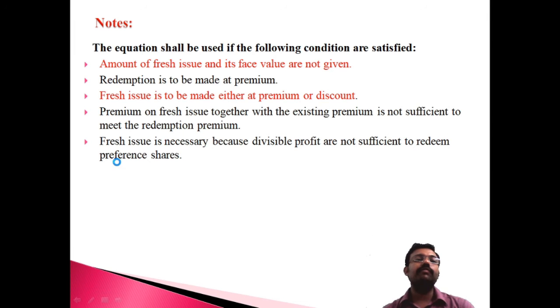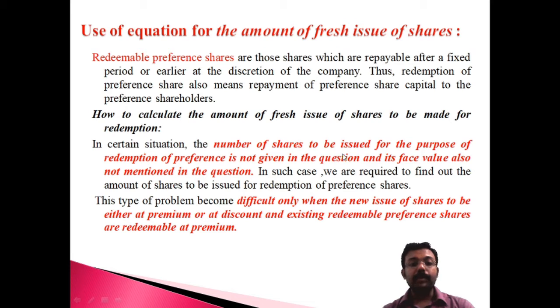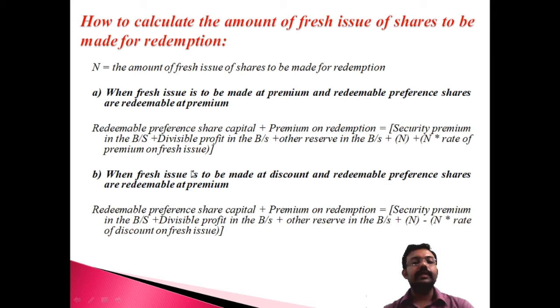ഈ സിറ്റുവേഷനിലൊക്കെ നമുക്ക് ഈ ഫോർമുലാസ് യൂസ് ചെയ്യാനായിട്ട് സാധിക്കും. നിങ്ങളുടെ ഫ്രഷ് ഇഷ്യൂവിൻ്റെ എമൗണ്ട് പറയുന്നില്ല, ദെൻ ഫേസ് വാല്യൂ പറയുന്നില്ല, ദെൻ റിഡംഷൻ പ്രീമിയത്തിലാണ്, ഫ്രഷ് ഇഷ്യൂ പ്രീമിയം ഡിസ്കൗണ്ടിലാണ് വരുന്നത്, ദെൻ പ്രീമിയം നോട്ട് സഫീഷ്യൻ്റ് ആയിട്ട് മീറ്റ് ചെയ്യാൻ സാധിക്കുന്നതിനാൽ, അതുപോലെ ഫ്രഷ് ഇഷ്യൂ ബിക്കോസ് ഡിവിസിബിൾ പ്രോഫിറ്റ് നോട്ട് സഫീഷ്യൻ്റ്. ഇങ്ങനെ സിറ്റുവേഷനൊക്കെ വന്നു കഴിഞ്ഞാൽ നമുക്ക് ഈ ഫോർമുലാസാണ് യൂസ് ചെയ്യേണ്ടതായിട്ട് വരിക. അപ്പോൾ ശ്രദ്ധിക്കേണ്ട കാര്യം, നിങ്ങൾ ക്വസ്റ്റ്യൻ വായിക്കുമ്പോൾ ദ നമ്പർ ഓഫ് ഷെയർസ് അതിൽ പറഞ്ഞിട്ടില്ല, ഫേസ് വാല്യൂ പറഞ്ഞിട്ടില്ല. പക്ഷേ ഷെയർസ് ഇഷ്യൂ ചെയ്യുന്നത് ഐദർ പ്രീമിയം ഓർ ഡിസ്കൗണ്ട്, പക്ഷേ റിഡംഷൻ നടത്തുന്നത് പ്രീമിയത്തിലാണ്. ഇങ്ങനെ ഒരു സിറ്റുവേഷൻ ക്വസ്റ്റ്യനിൽ വന്നു കഴിഞ്ഞാൽ നിങ്ങൾക്ക് സഡൻലി യൂസ് ചെയ്യാൻ പറ്റുന്ന ഷോർട്ട് കട്ട് ഫോർമുലാസ് ആണിത്.